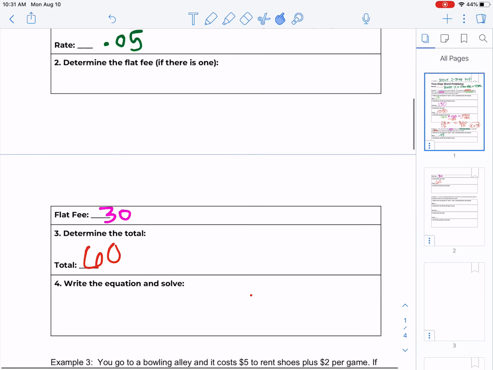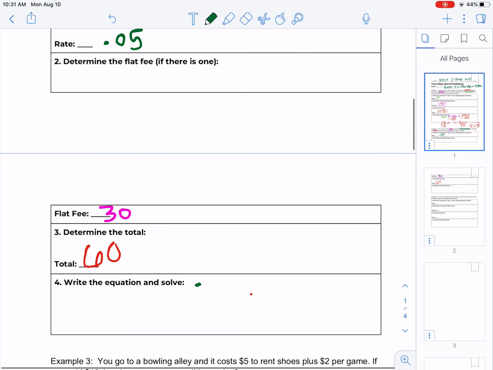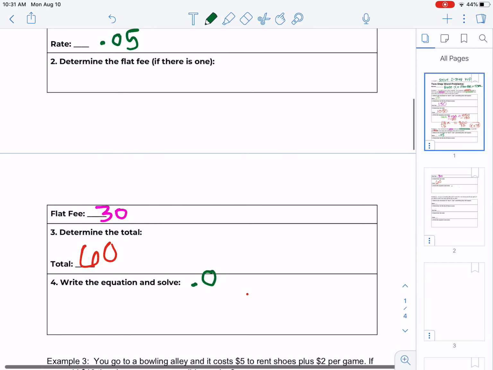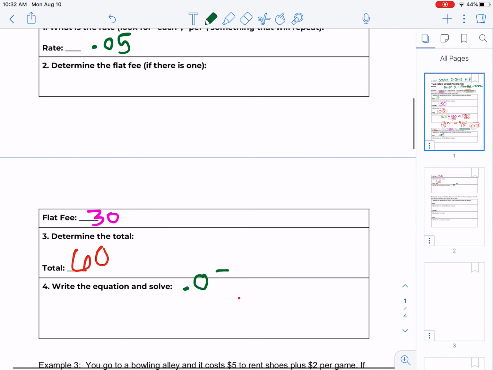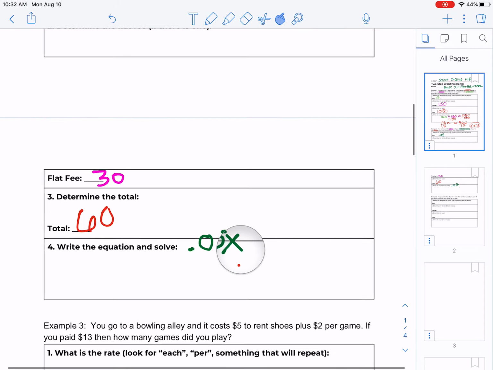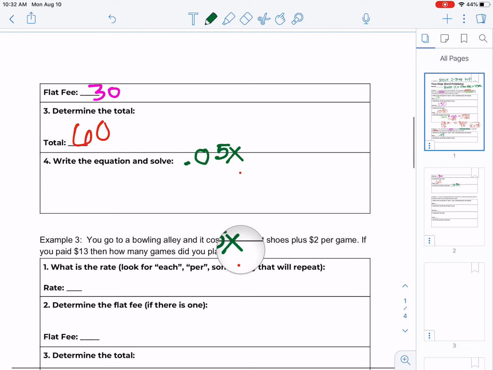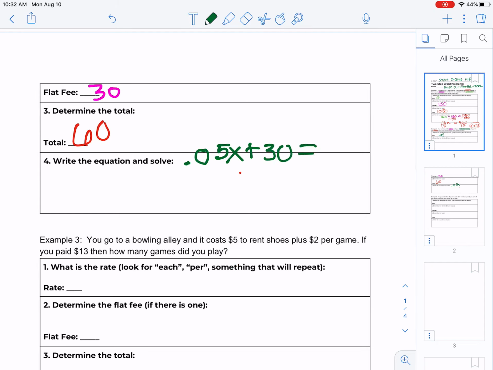So we can go ahead and set up our equation now. It's 5 cents per text message, so 0.05x. Our rate always goes with our x. Plus it's a flat fee of $30, and then our total is $60.